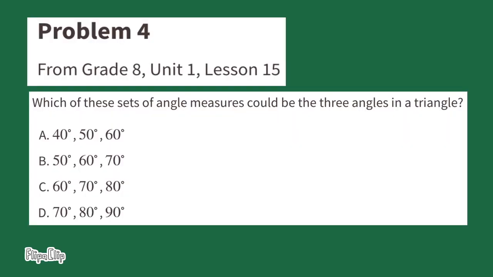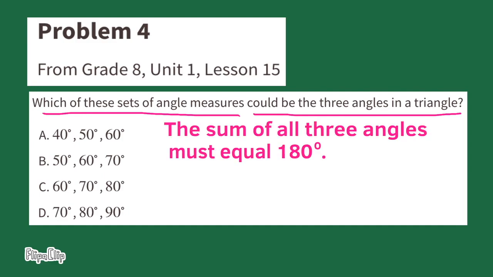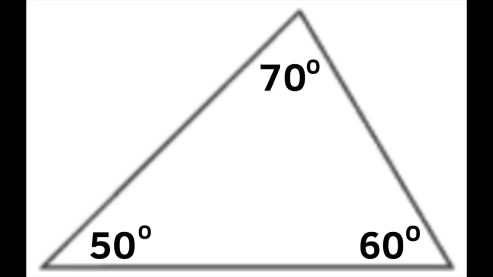Number 4. From 8th grade, Unit 1, Lesson 15. Which of these sets of angle measures could be the three angles in a triangle? Remember that the sum of all three angles in a triangle must equal 180 degrees. B is the only option that would work. 50 degrees plus 60 degrees plus 70 degrees equals 180 degrees. Those three angle measures could be the three angle measures of a triangle.